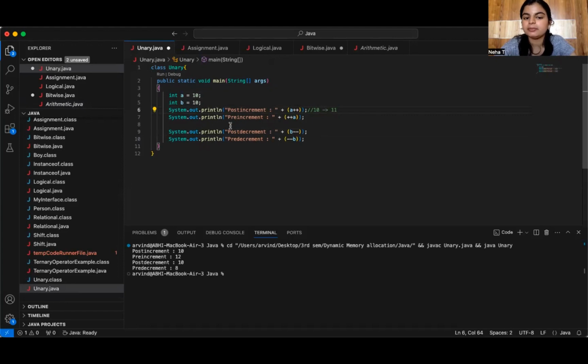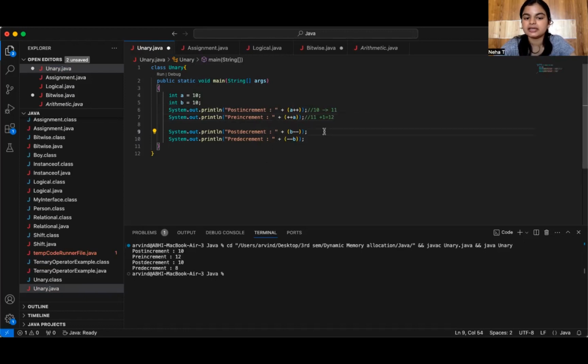So println pre-increment, we're doing plus plus A over here. So already we have the value of 11. This plus 1 will be equal to 12. So that will be the value that is printing. So first we'll get 10 and then the answer will be 12. This is the incrementing values.